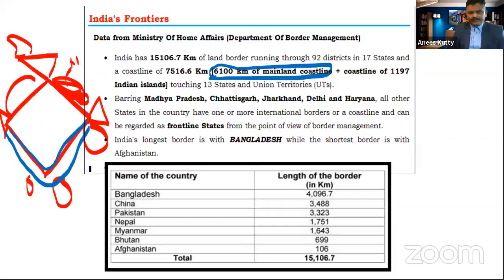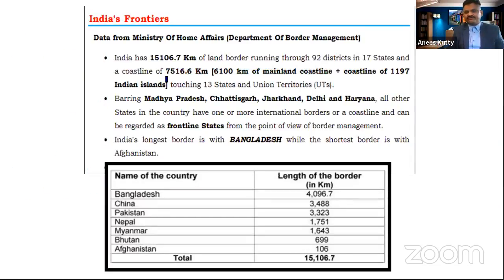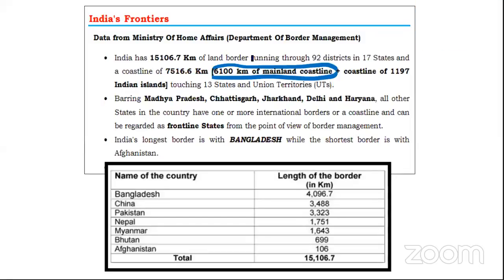And we have a number of islands. Major islands are the Andaman Nicobar Islands and the Lakshadweep Islands. In Mumbai, there are small islands. Including all islands, India has a coast of 7,516 kilometers. Therefore, we have to understand the coastline border. What is the difference between the 7,516 kilometers and only the main coast? We'll go into writing it down.